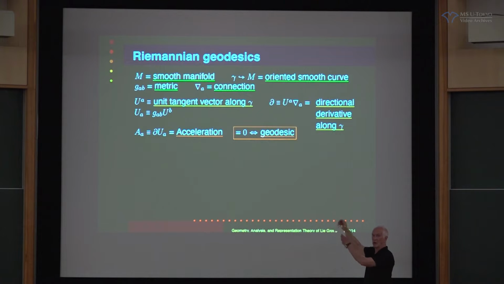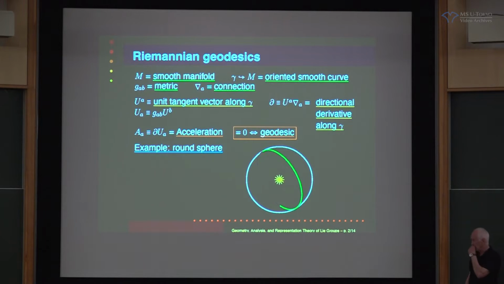So this is a way of writing geodesics, of deciding what geodesics are. Okay, you all know this. If I start with this round sphere, for example, you can figure out what the geodesics are, and they are the great circles.